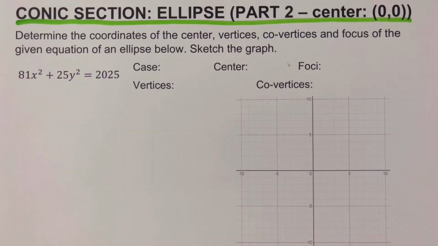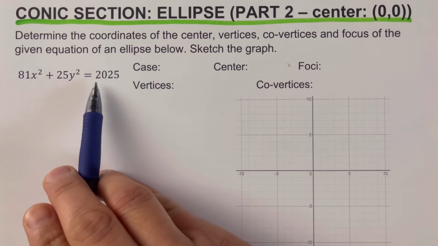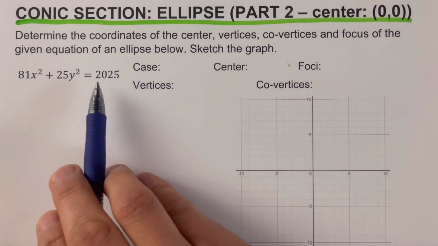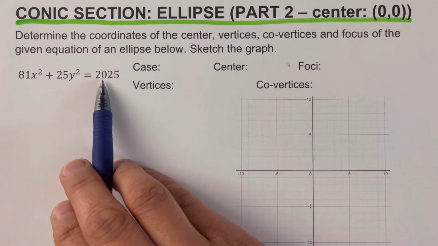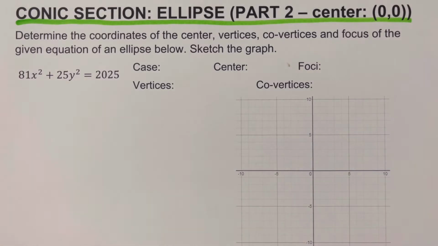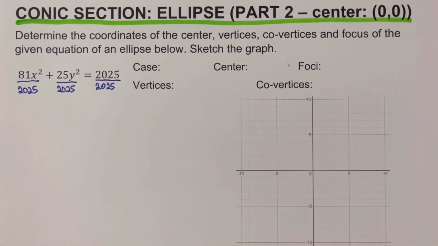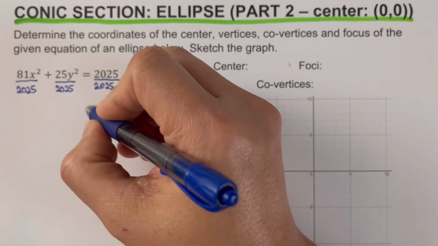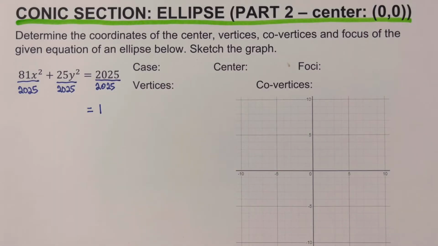Okay, in this example, we are given 81x squared plus 25y squared equals 2025. In order to change this to its standard form, we are going to make the right side of the equation equal to 1. We can do that by dividing each of the two sides by 2025. So I'm going to show the work up here. Dividing 2025 by 2025 is equal to 1, and that's what we wanted so that we can come up with the standard equation of an ellipse.